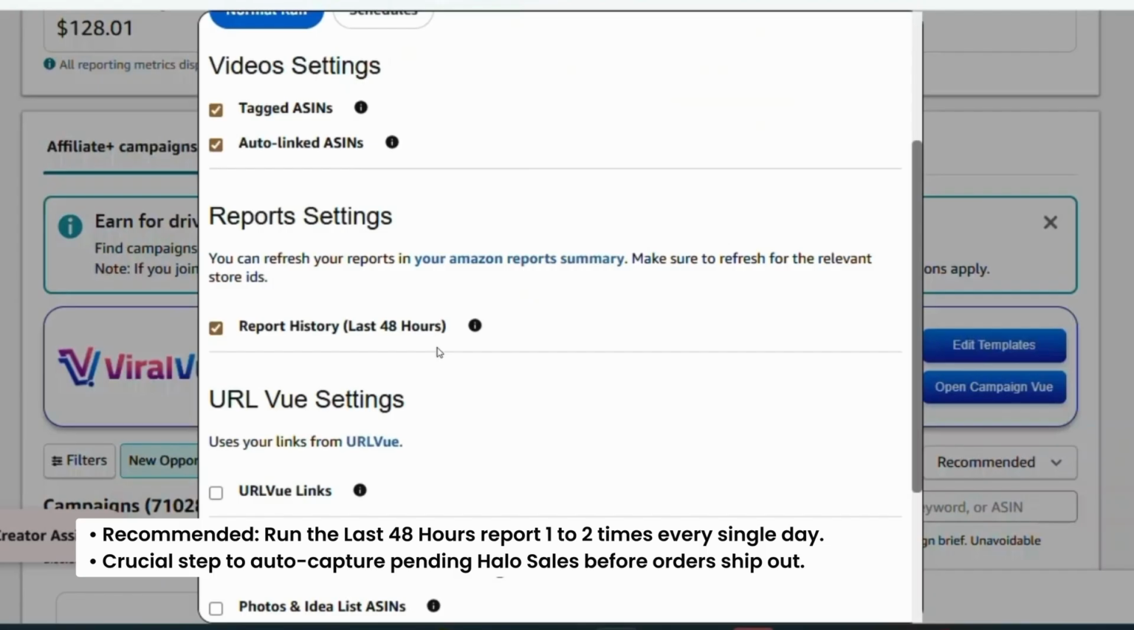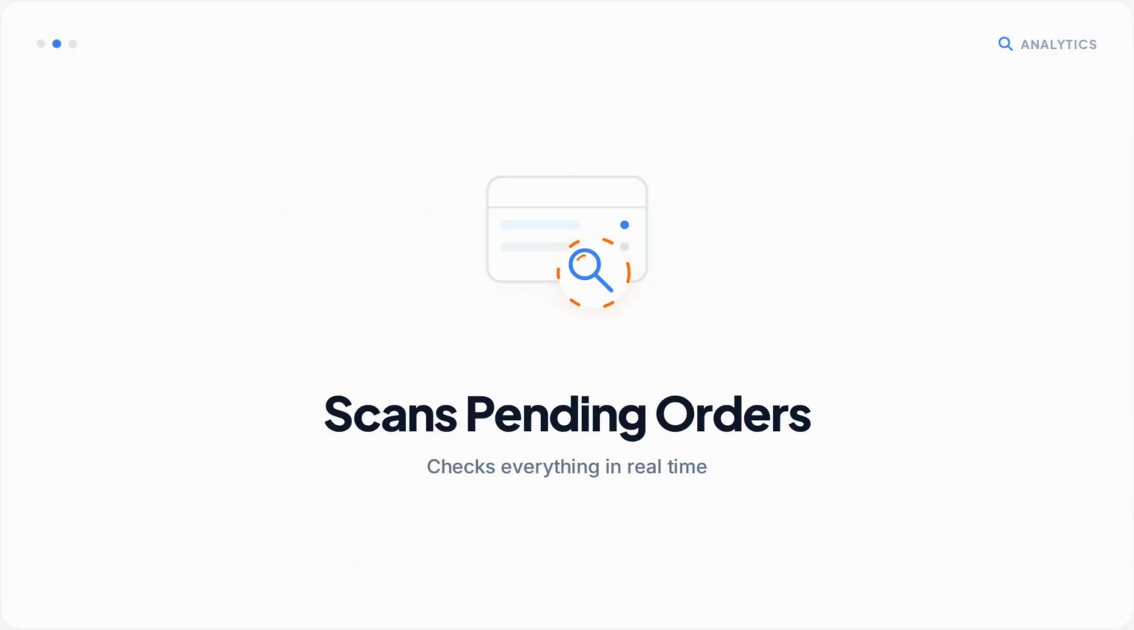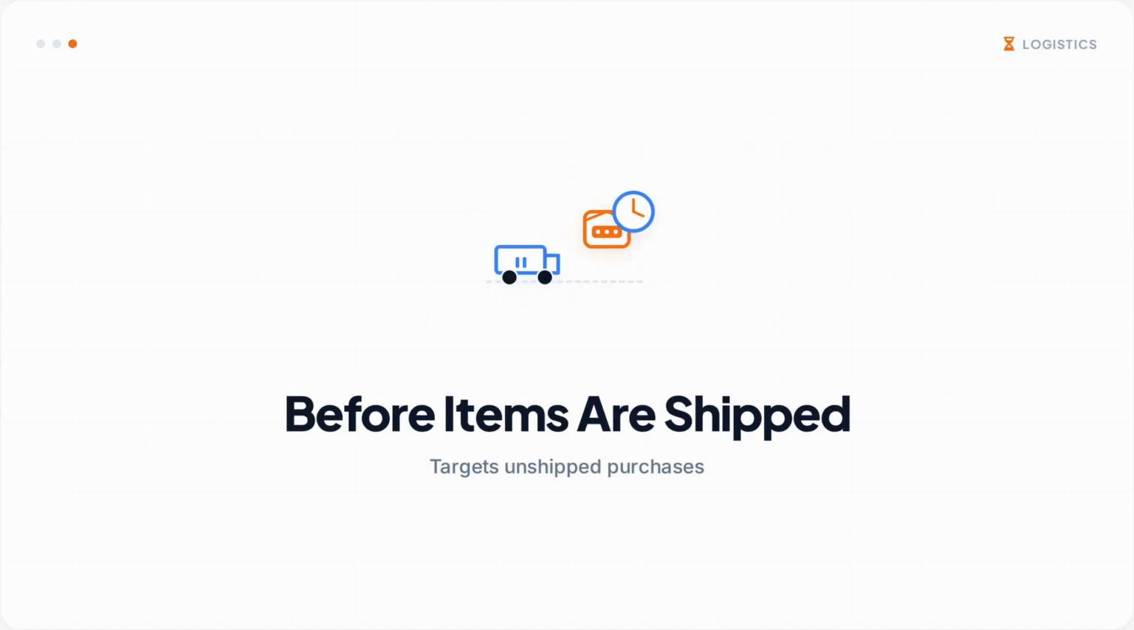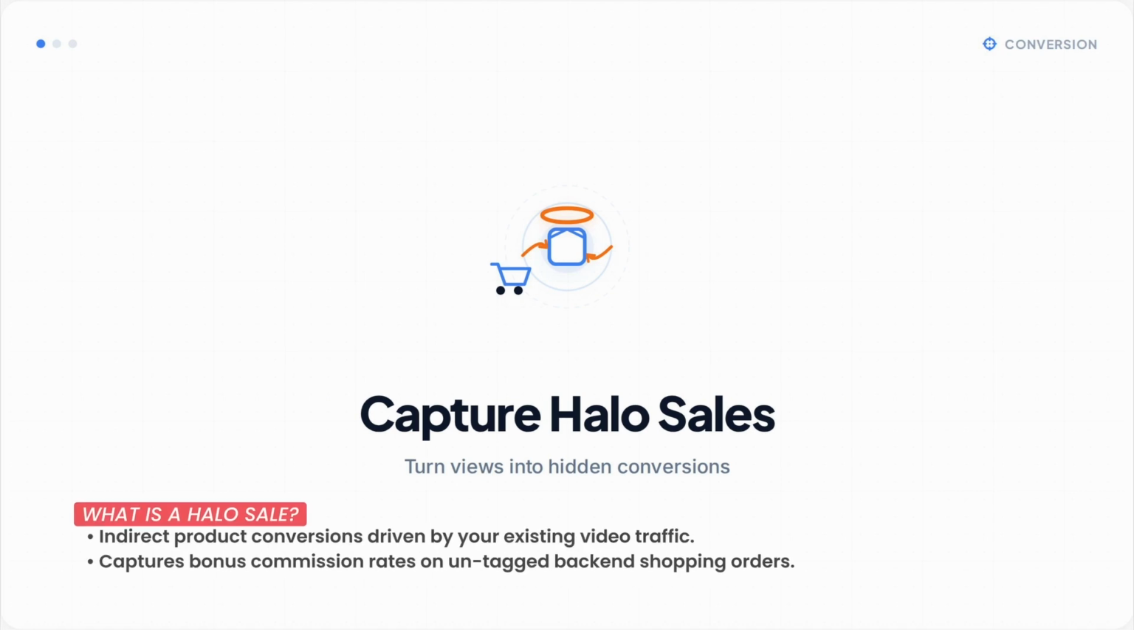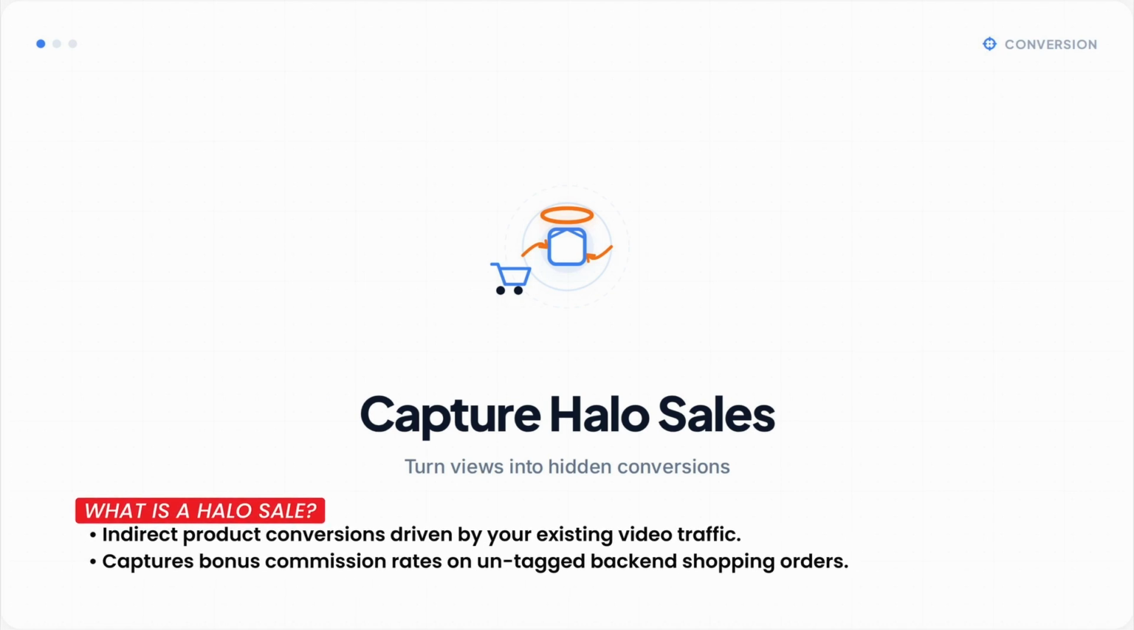Remember that. This feature is critical because it scans pending orders for customer items that have been purchased but have not shipped yet. This allows you to capture those halo sales, as they call them. Now, a halo sale happens when a customer watches your video for one specific product, but then ends up purchasing a completely different item through your link. And as we know, you should get affiliate commission on that, but it doesn't always happen that way.